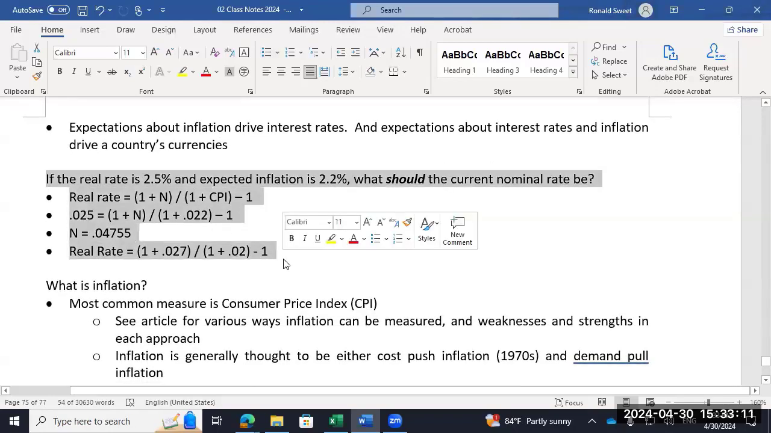Finance majors, I encourage you to learn how to bootstrap the yield curve. I've got a video that shows you how to do that. If you want to learn, email me and I'll send you the link. Bootstrapping the yield curve is a way to use the interest rate market to predict interest rates. It's really quite powerful, really quite effective.